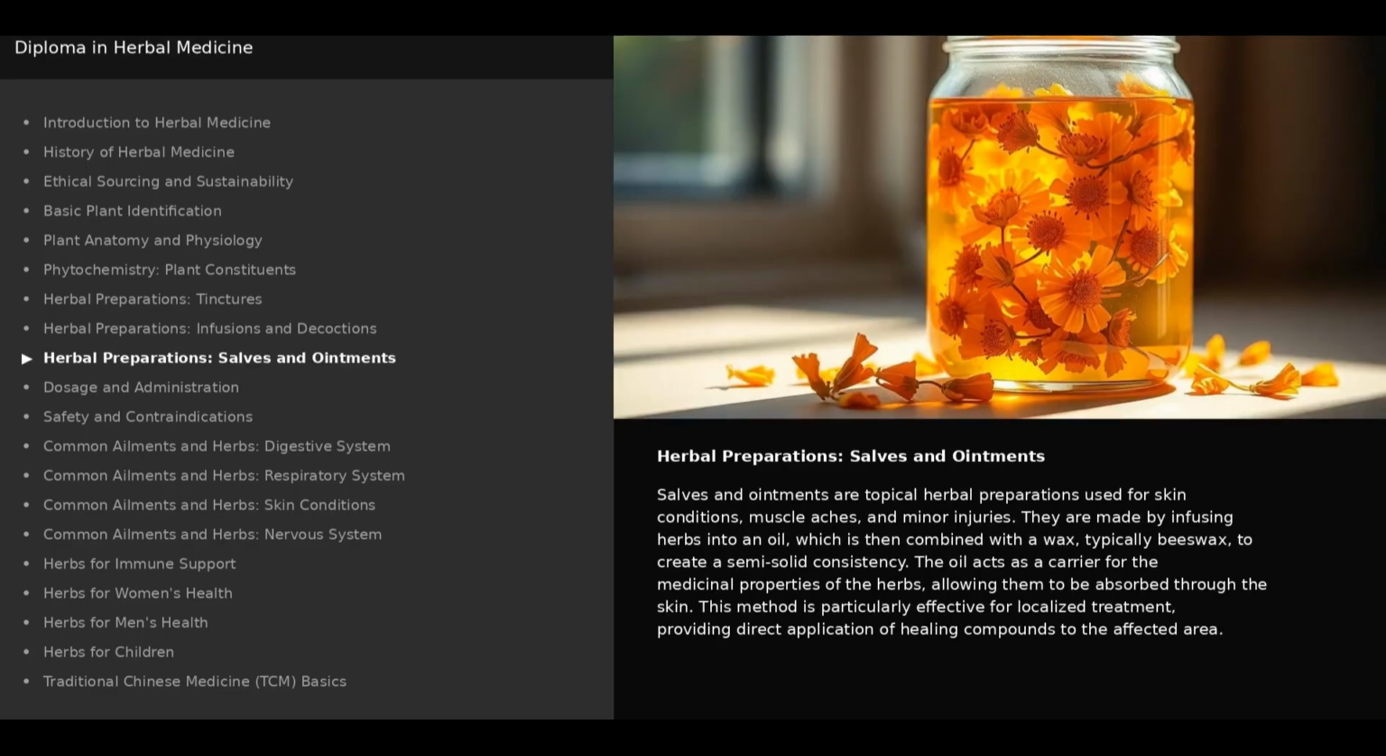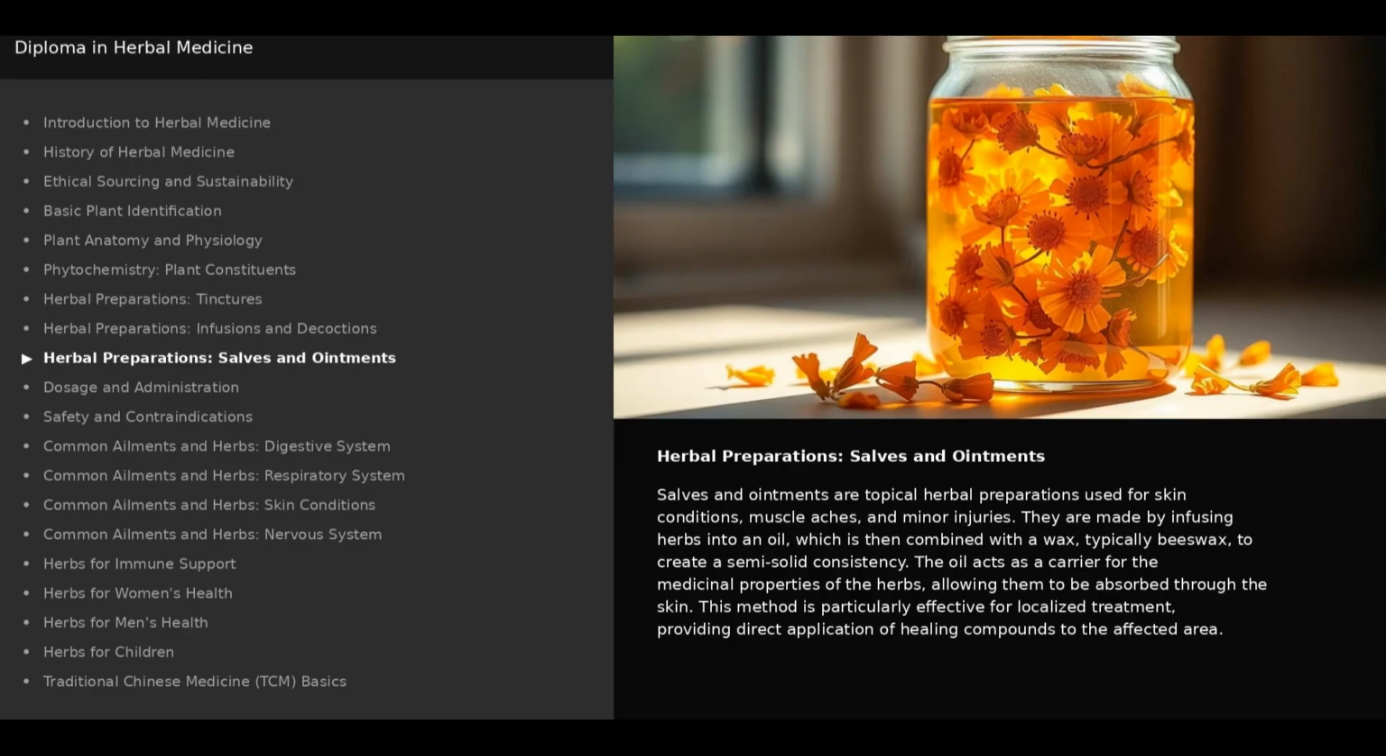Herbal preparations, salves and ointments. Salves and ointments are topical herbal preparations used for skin conditions, muscle aches, and minor injuries. They are made by infusing herbs into an oil, which is then combined with a wax, typically beeswax, to create a semi-solid consistency. The oil acts as a carrier for the medicinal properties of the herbs, allowing them to be absorbed through the skin. This method is particularly effective for localized treatment, providing direct application of healing compounds to the affected area.